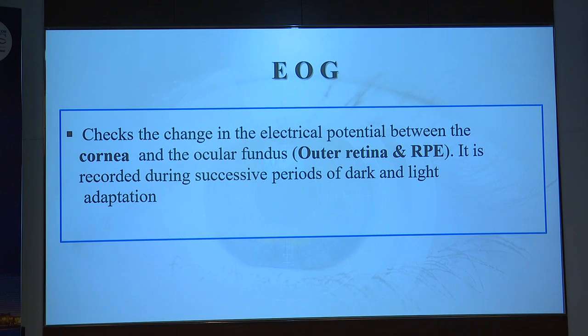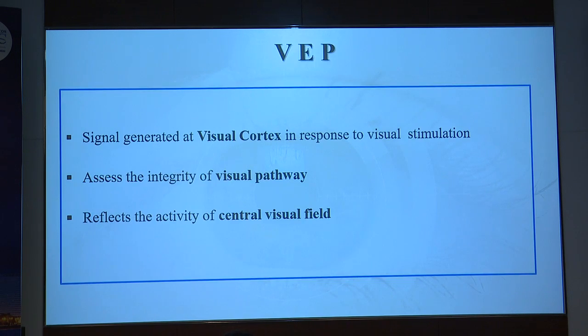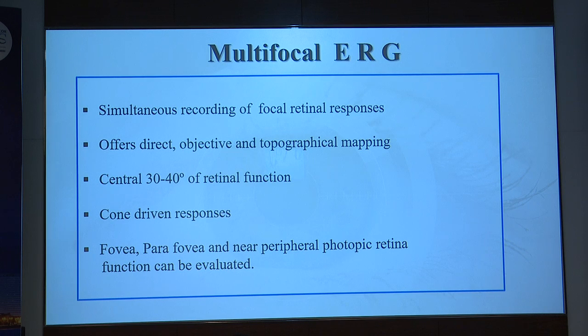The electrooculogram checks the change in the electrical potential between the cornea and the ocular fundus, the outer retina, and the RPE. It is recorded during successive periods of dark and light adaptation. The visually evoked potential is the signal generated at the visual cortex in response to visual stimulation. It assesses the integrity of the visual pathway. It reflects the activity of the central visual field.